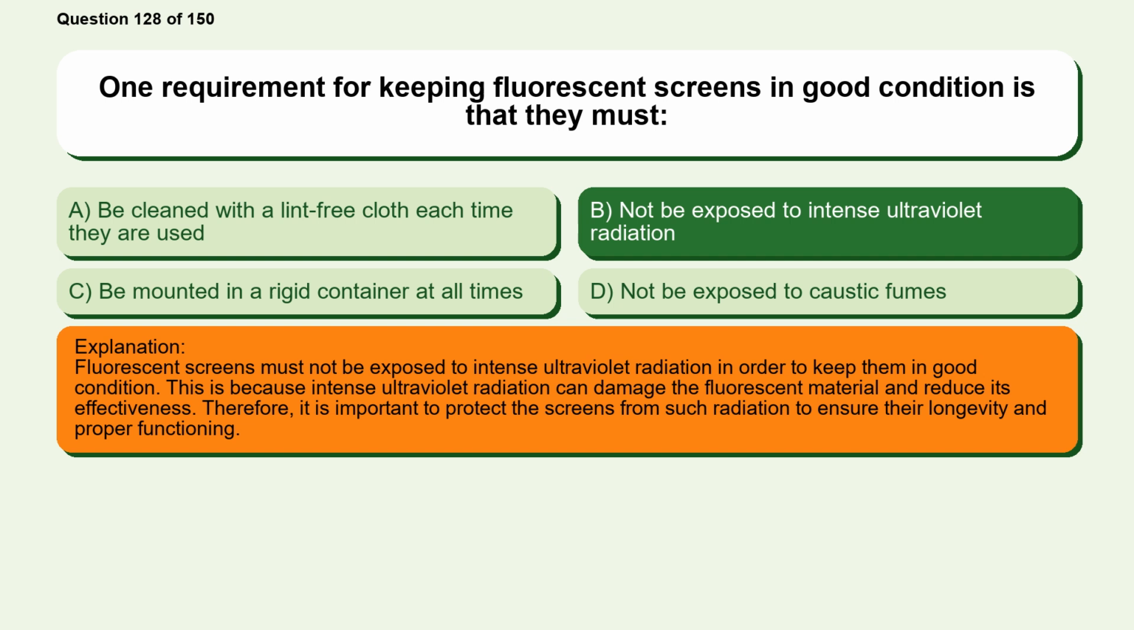Fluorescent screens must not be exposed to intense ultraviolet radiation in order to keep them in good condition. This is because intense ultraviolet radiation can damage the fluorescent material and reduce its effectiveness. Therefore, it is important to protect the screens from such radiation to ensure their longevity and proper functioning.